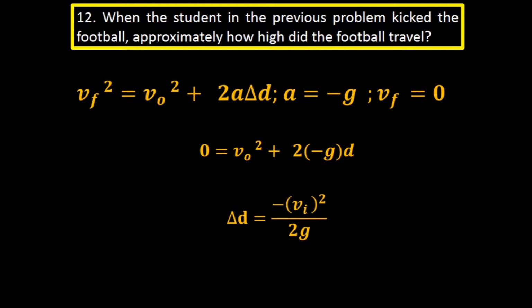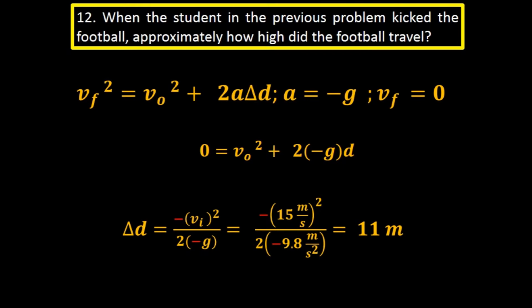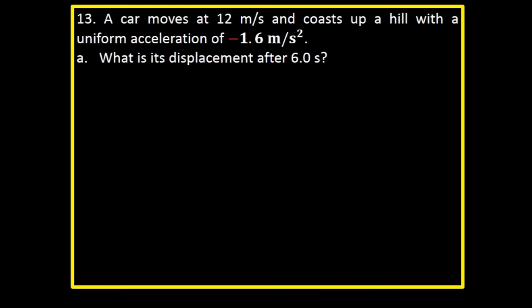And we just solve for D, and now we plug in, and we get the negatives cancel, and we are left with the height of 11 meters. We're left with a height of 11 meters. Okay, so very basic. This is starting to become all the same.